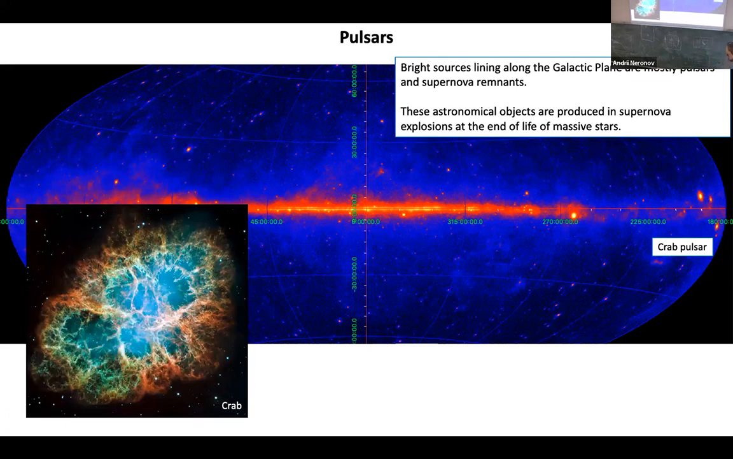There is an even more beautiful thing. If we look at these brightest isolated sources, these are pulsars. So here on this side, for example, is a pulsar that is called Crab. They look beautiful on the sky. This is a nebula around the Crab pulsar. There is a lot of stuff here to study, right?